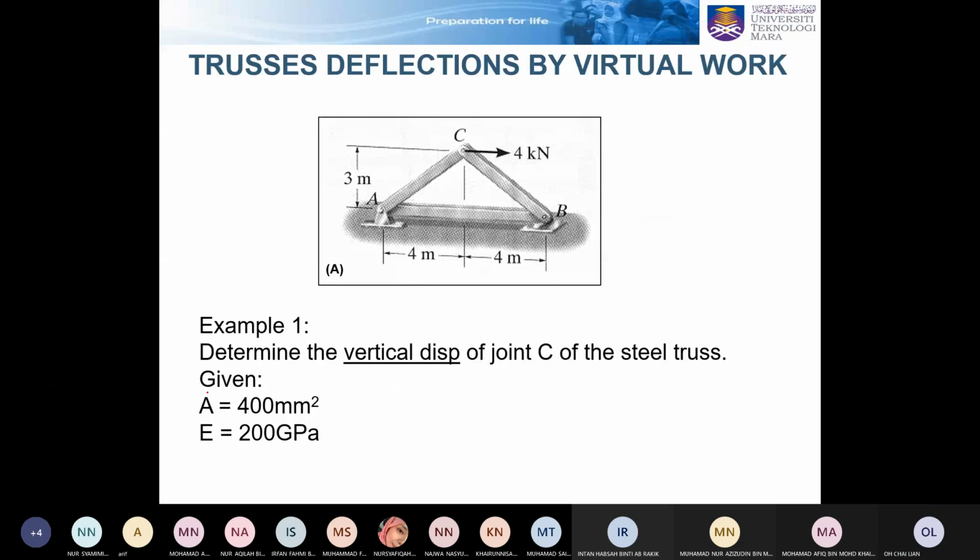Let's start with a very simple 3-member truss. What is the aim of the example? We want to determine the vertical displacement of joint C. It is given to you this set of cross-sectional area and Young's modulus. Now we want to plan our solution using the virtual work method.